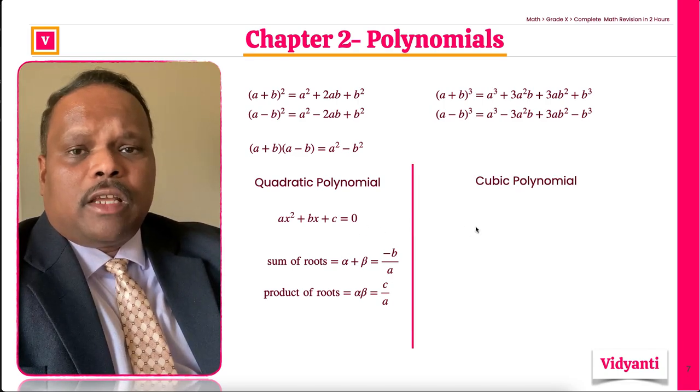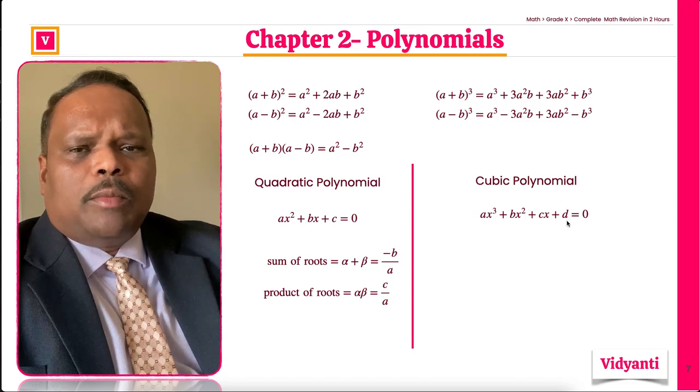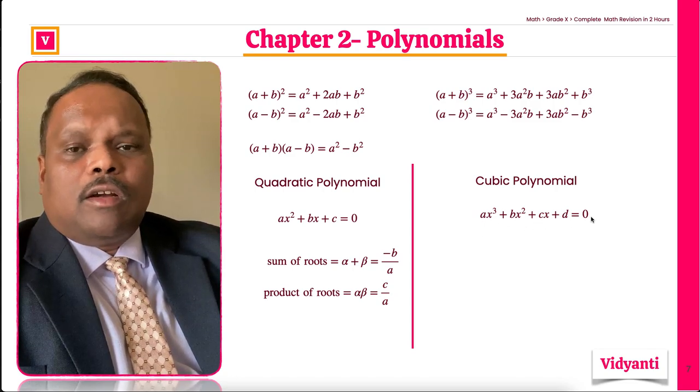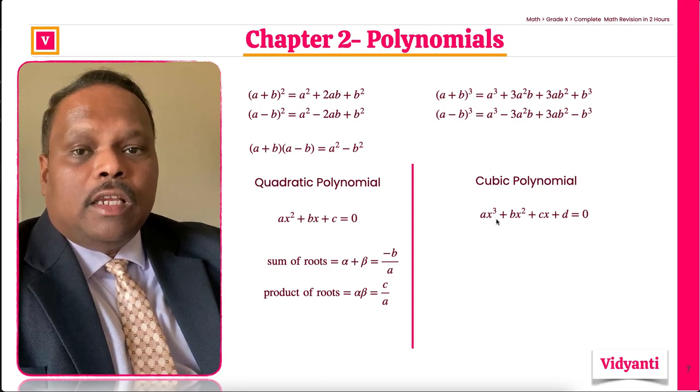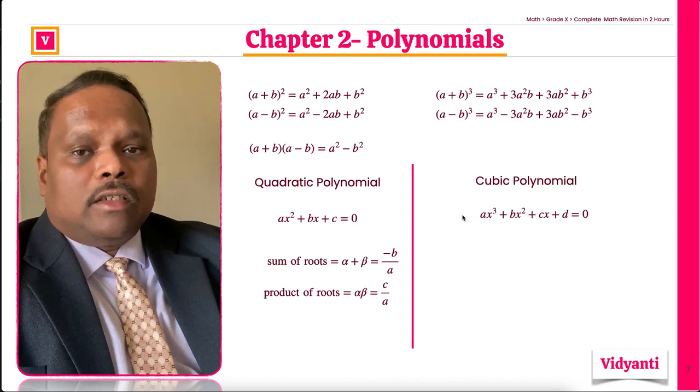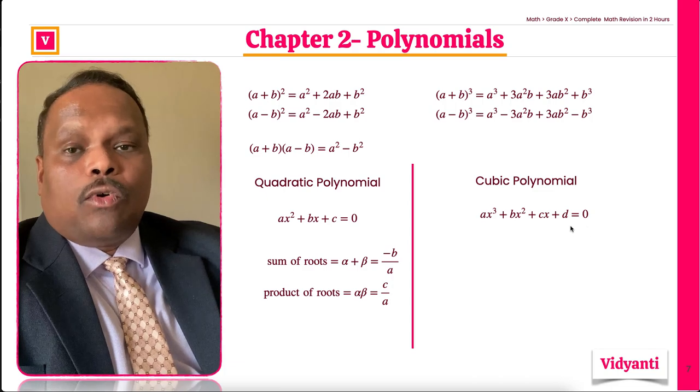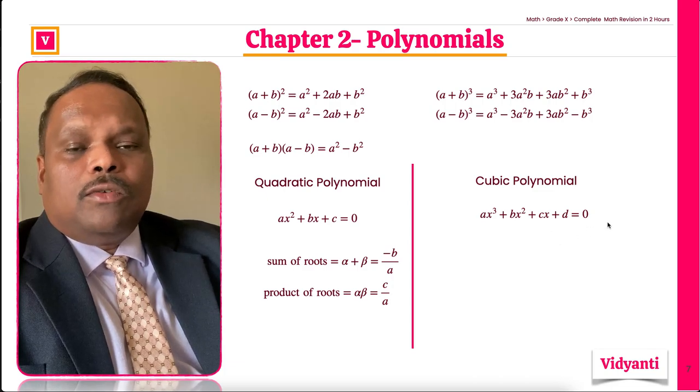Such formulas exist for cubic also. It is mentioned in the textbook. However, problems will be kind of rare. For the sake of completeness, I have just mentioned it there. For a cubic polynomial, maximum power is 3, so x cube is the highest power term. You will not have anything beyond that, so x raised to 4 will be absent. Now it will have 4 coefficients a, b, c, d, and equal to 0.